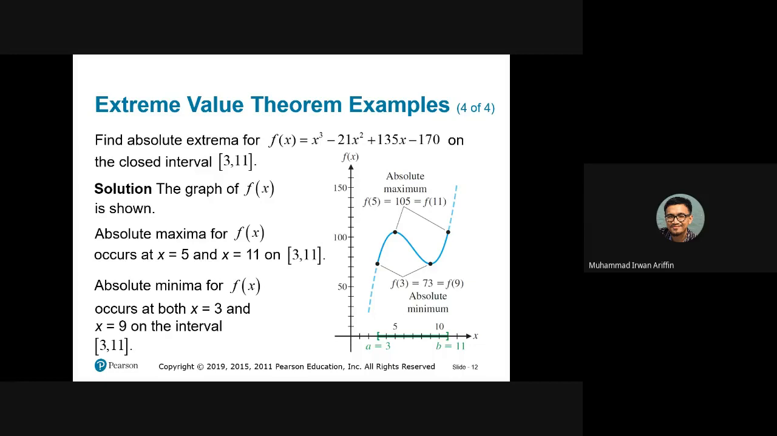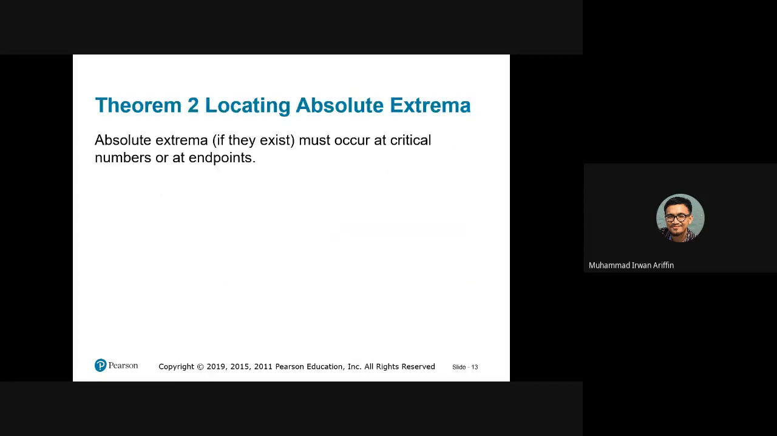And similarly, we have two absolute minima, which occur at x equals 3 and x equals 9. Now, this basically gives us the second theorem, on how to locate the absolute extrema.